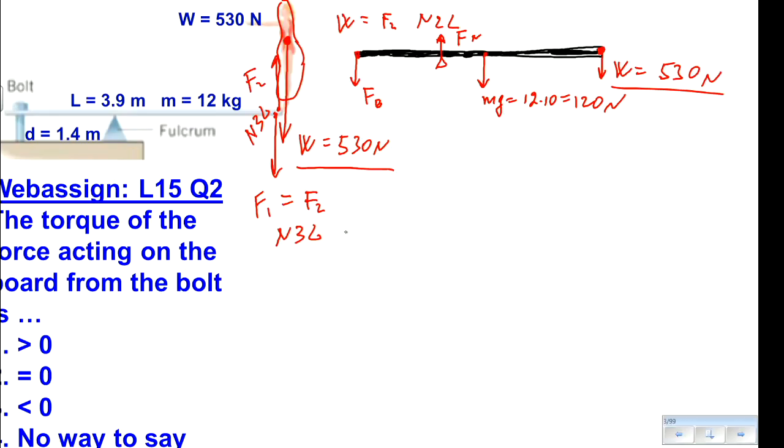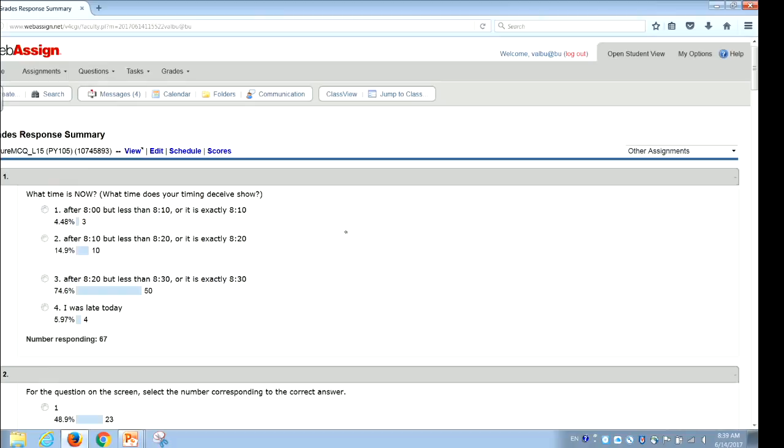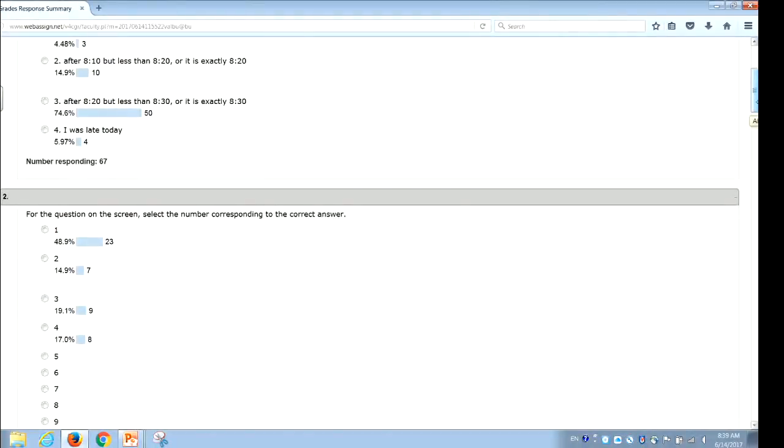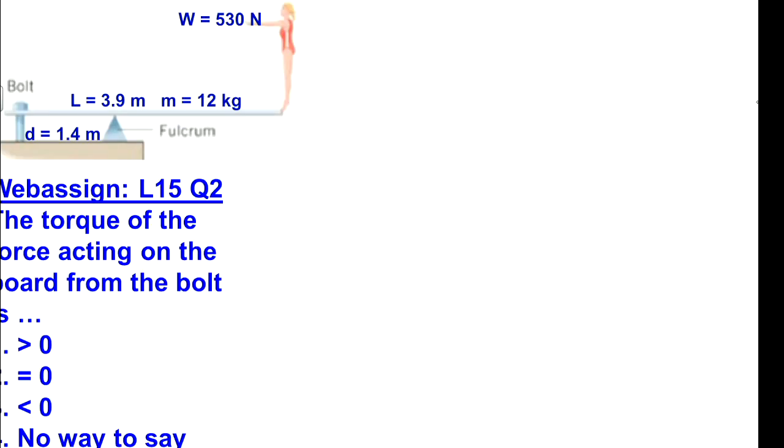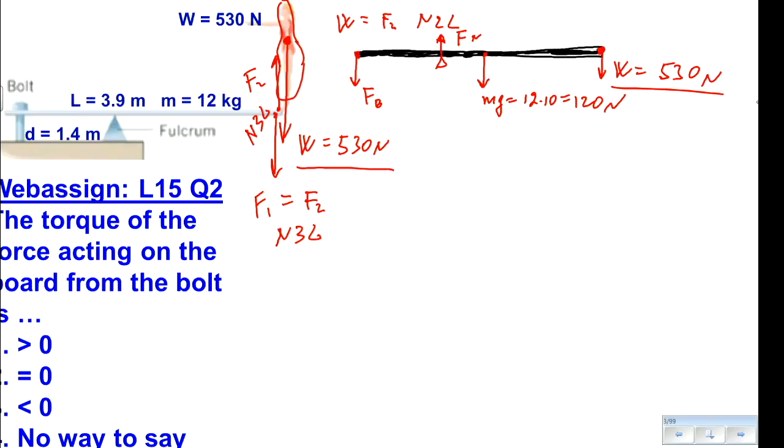The torque of the force acting on the board from the bolt is... and people said everything. The answer number 3, oh, sorry, wrong. The answer number 1 is the most popular answer. Well, let's see. This is my axis.